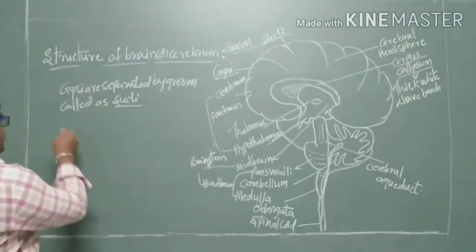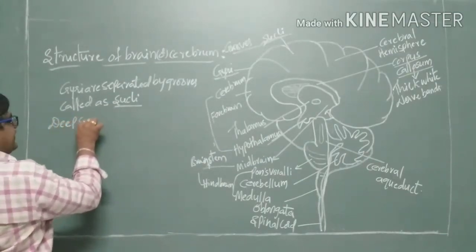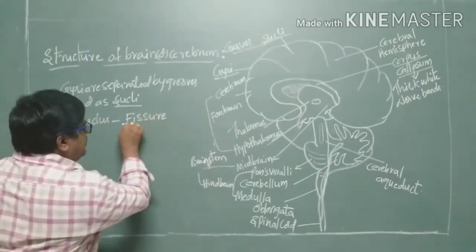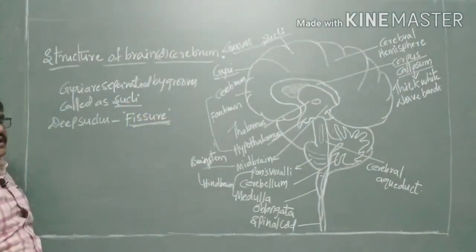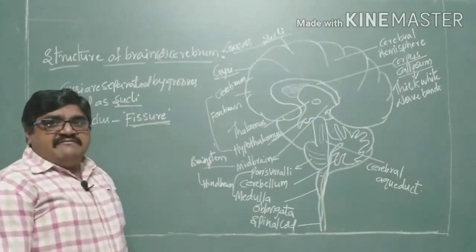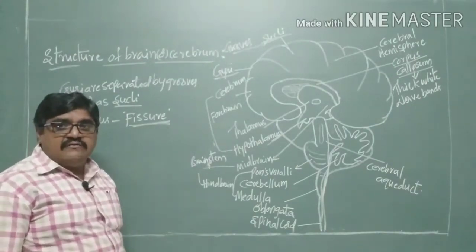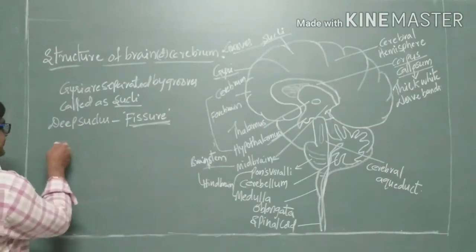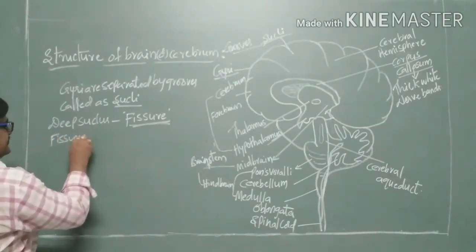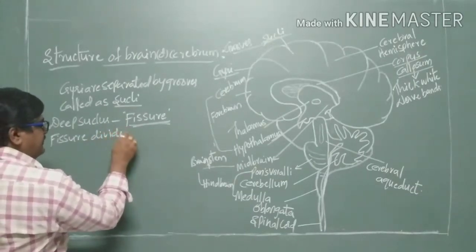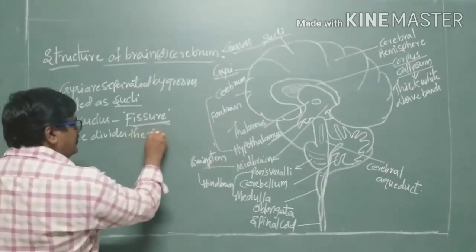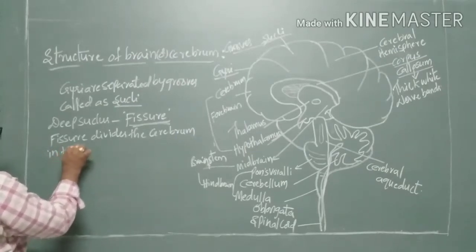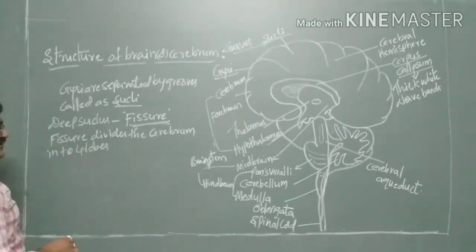A deep sulcus we can call a fissure. The deep sulci are called the fissures, where the fissures will divide the cerebrum into four lobes.